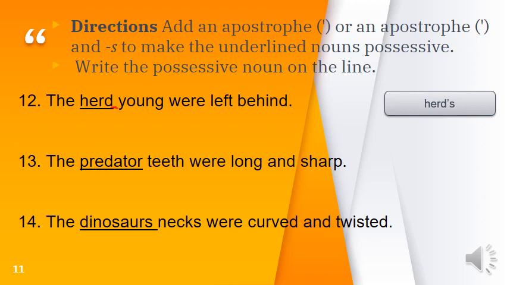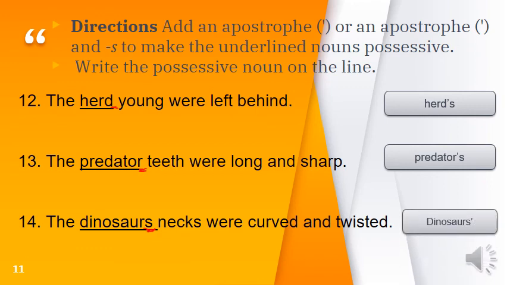Number 13, the predator teeth. Now I look at the predator. Do I see here a plural S? No. So I add apostrophe S. The dinosaurs' necks were curved and twisted. Dinosaurs has a plural S. So what do I do? I add apostrophe only. Dinosaurs'.